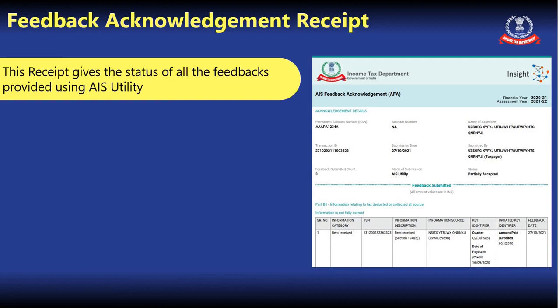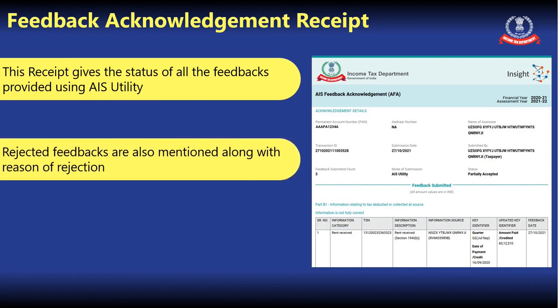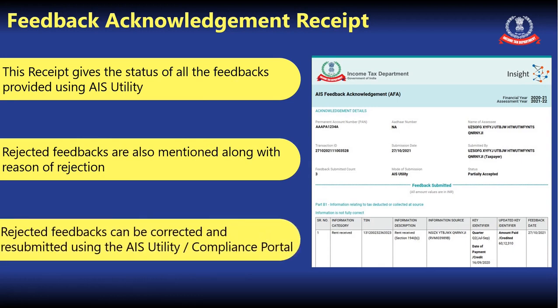This receipt gives the status of all the feedbacks provided using the AIS Utility. Rejected feedbacks are also mentioned along with the reason of rejection. Rejected feedbacks can be corrected and resubmitted using the AIS Utility on the compliance portal.